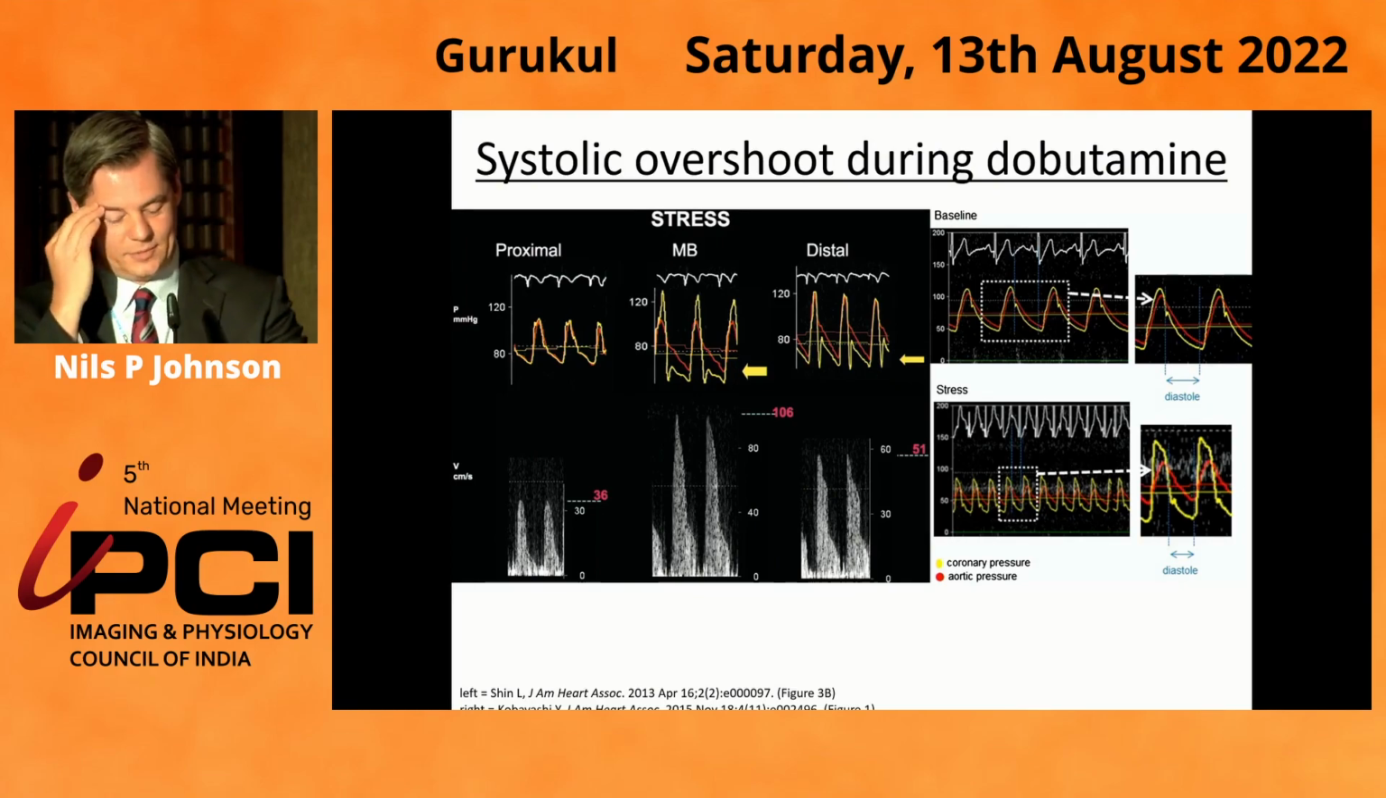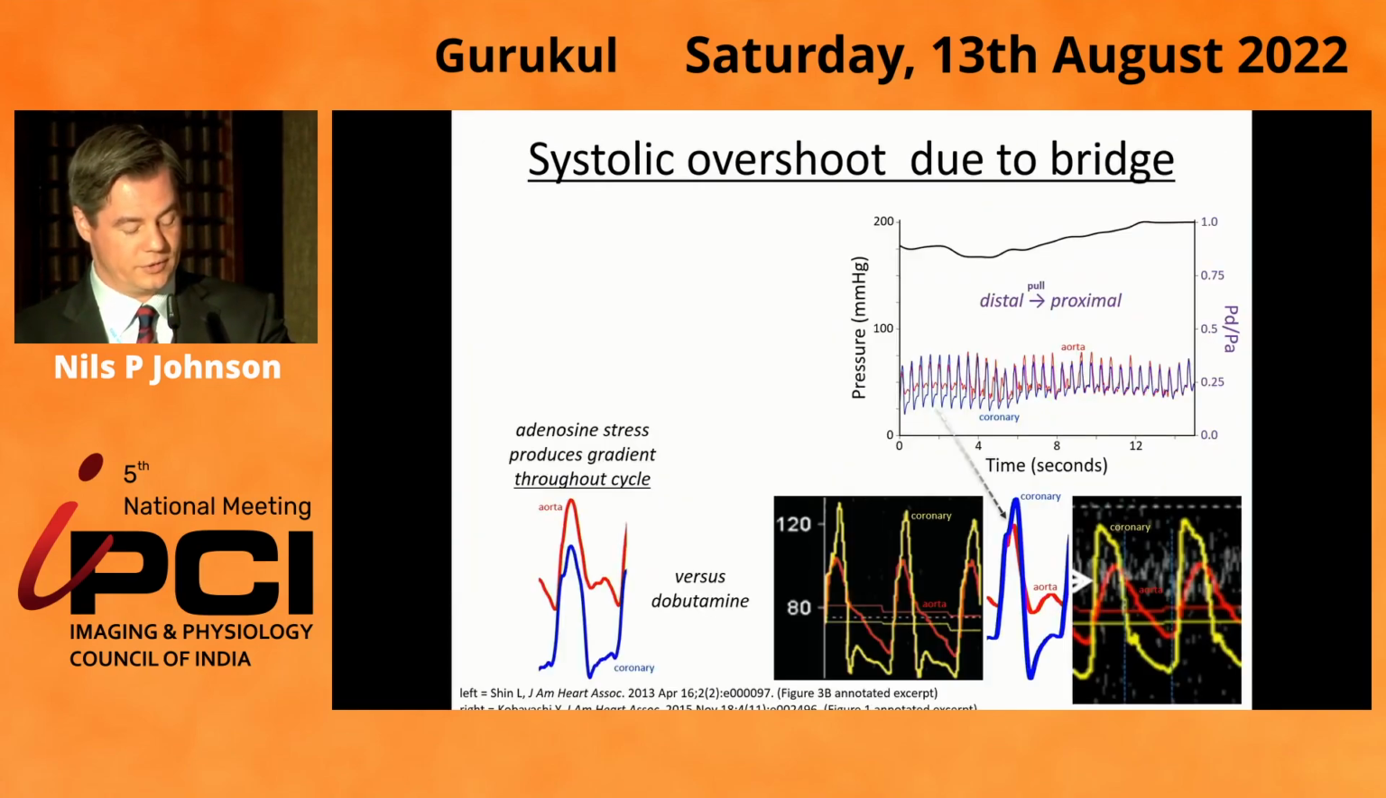You can see here some nice examples from the Stanford group focusing on how at baseline it was a gradient throughout the cardiac cycle, but that systolic overshoot is due to the bridge. And so here what I'm really highlighting on the left-hand side is adenosine produces a gradient throughout the cycle, whereas myocardial bridging produces a systolic gradient.